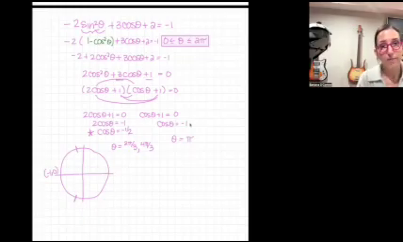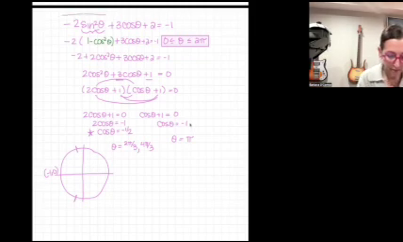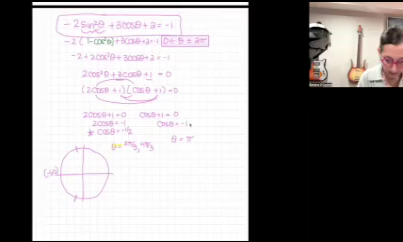So there are 3 values within one rotation of the unit circle that satisfy this original equation, and that is theta is 2 pi over 3, 4 pi over 3, or pi. I hope this was helpful.